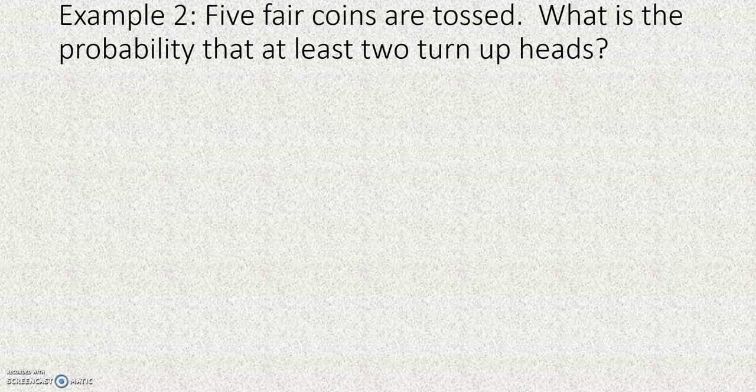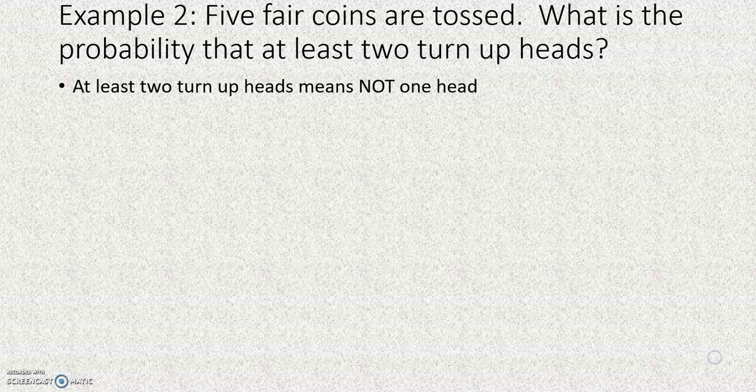Example 2. 5 fair coins are tossed. What is the probability that at least 2 turn up heads? At least 2 turn up heads means not 1 head. How many possible outcomes are there? 2 to the 5th. We are flipping 5 coins, and there are 2 possible outcomes from each coin.